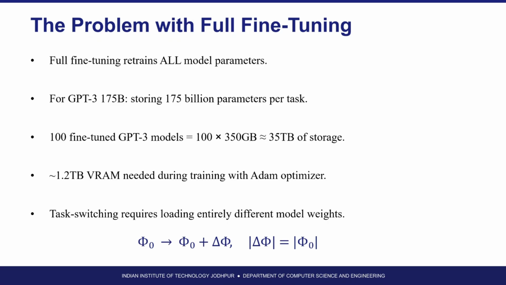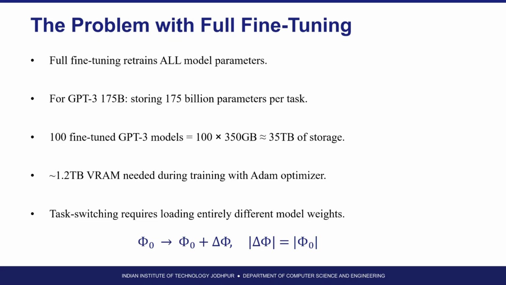Let me put this into perspective. For GPT-3, that's 175 billion parameters. Each fine-tuned copy takes about 350 GB of storage. Now imagine you have 100 different tasks. So 100 times 350 GB is equal to 35 TB just for storage.